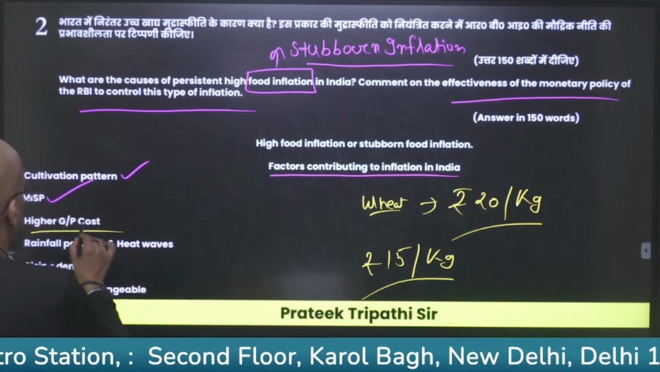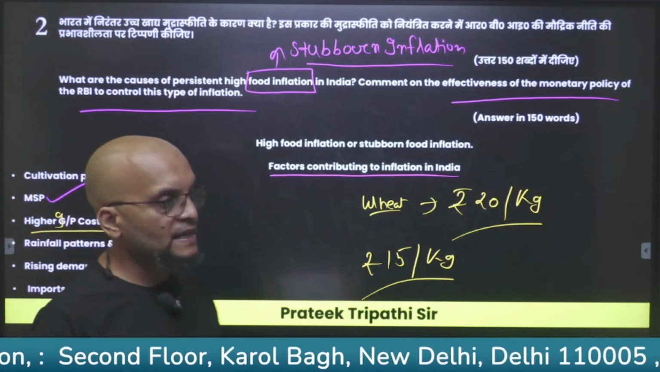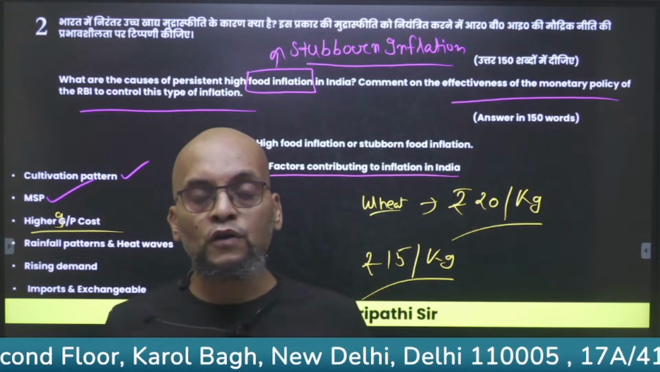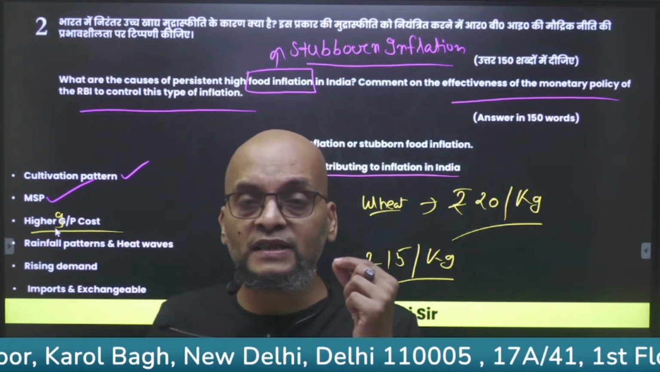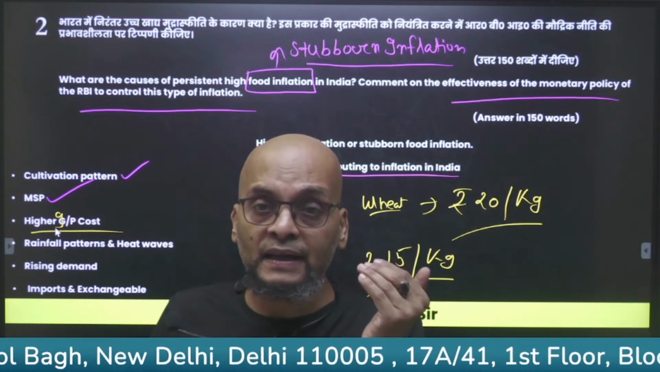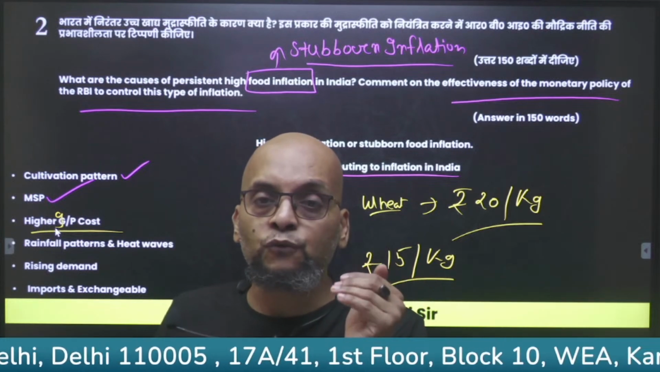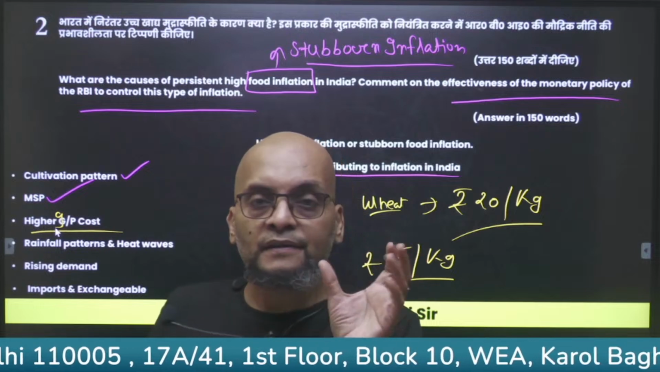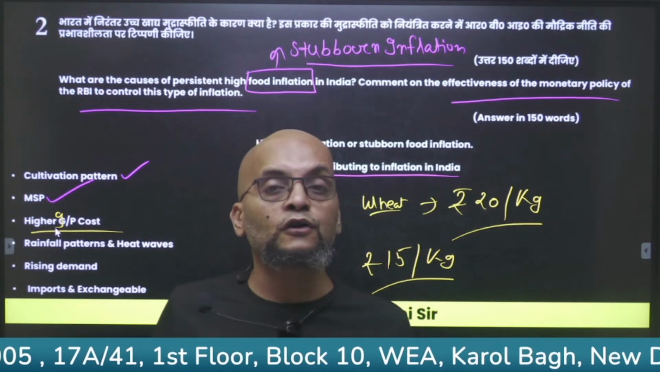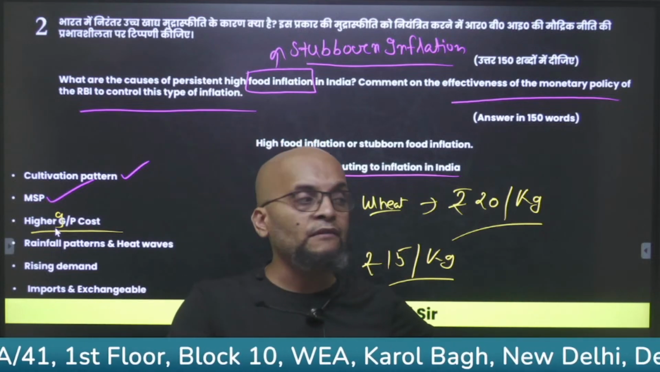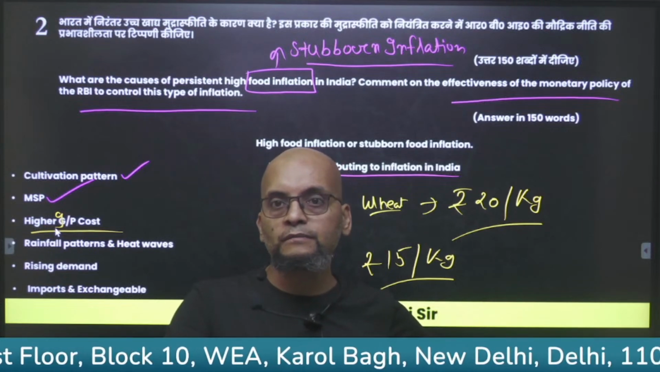Next is higher input cost. So guys, as I told you, since the farmers or agriculture is reliant on the old methodology, thereby the crops cultivated, pay attention, have a higher cost. Understood? Yeah.